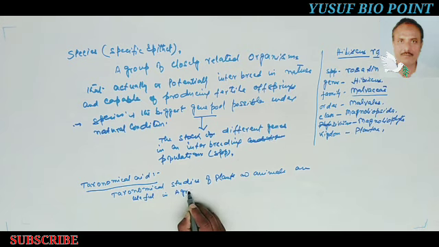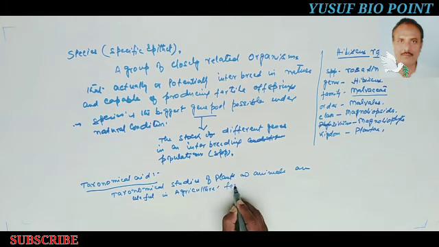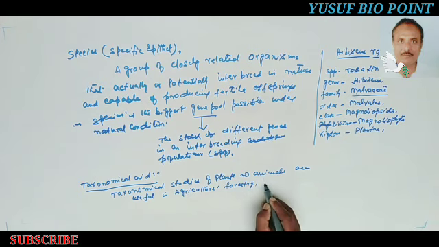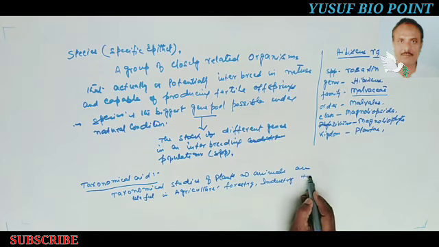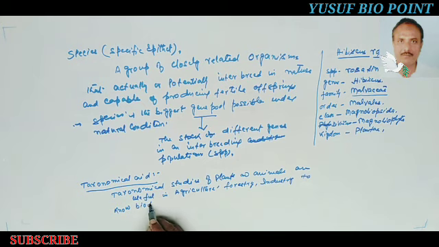Taxonomical studies are useful in agriculture, forestry, industry, to know biodiversity and resources, means what resources we can get from these livings, either plants or animals, that are useful for man.